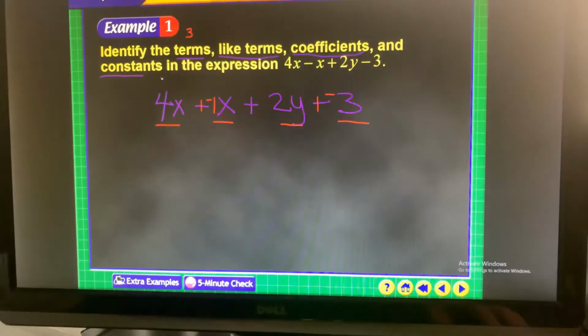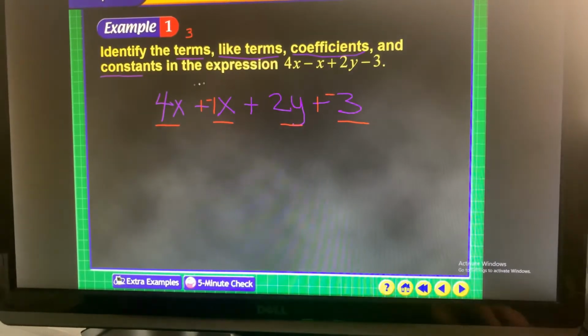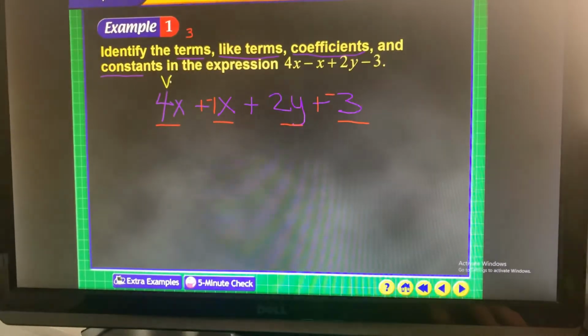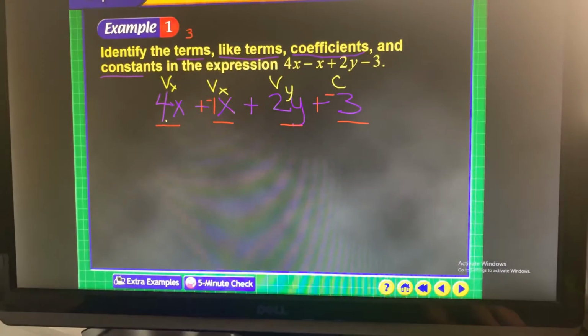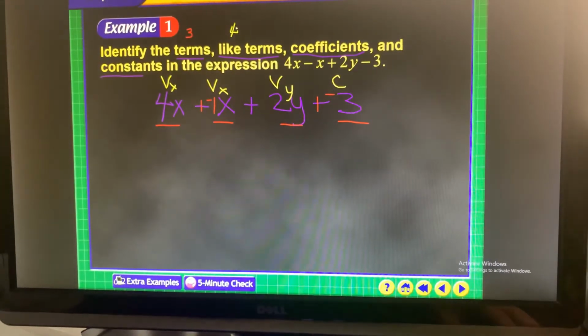Like terms, what I usually do is I'll put clues on the top. I'll say, okay, this is a variable x, this is a variable x, this is a variable y, and this is a constant right there. So you can see what your like terms are. So in this case, your like terms are going to be 4x and negative 1x.